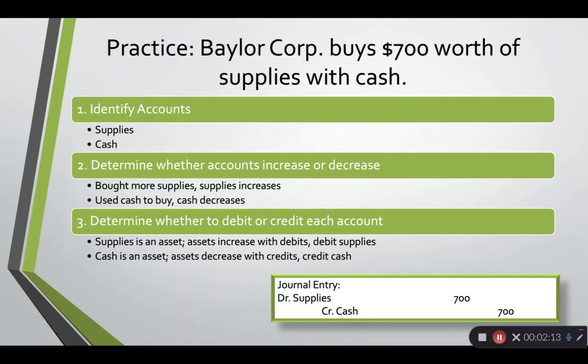Our third step is determining whether to debit or credit each account, and since both supplies and cash are assets, and assets increase with a debit and decrease with a credit, we want supplies to increase, so we will debit supplies, and we want cash to decrease, so we will credit cash. So our final journal entry is a debit to supplies of $700 and a credit to cash of $700.